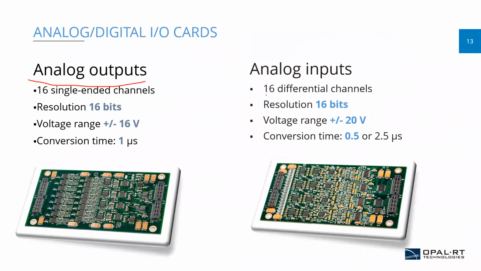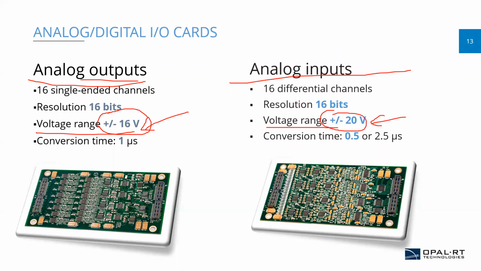This is the analog card, with analog output and analog input. For analog output, the voltage range is plus minus 16 volt. But in analog input, the voltage range is plus minus 20 volt. This is the maximum output voltage of analog out, and this is the maximum input voltage of analog in. So in analog out, in a single card, the total number of outputs is 16. And the same for analog in.